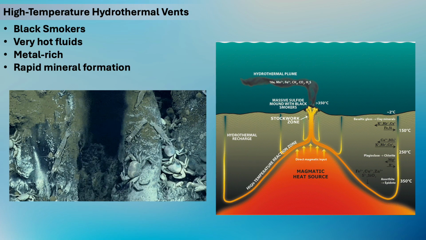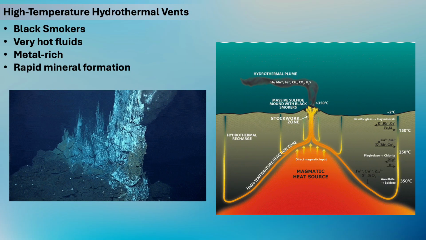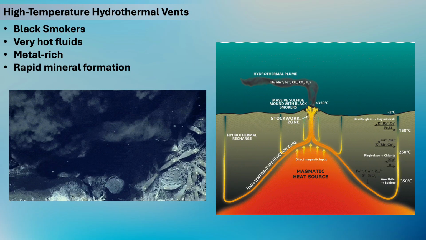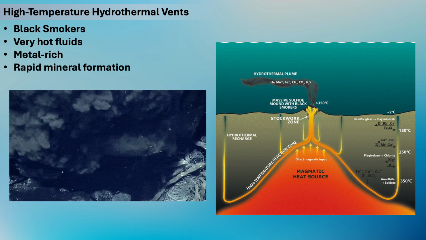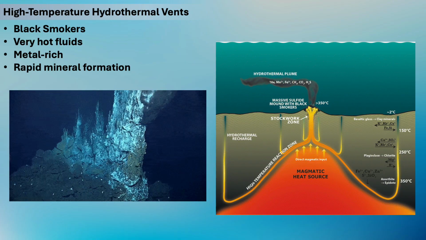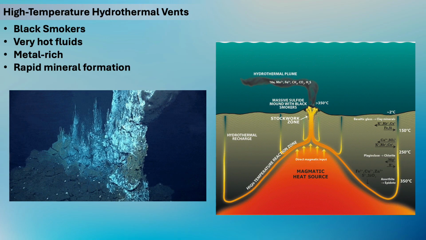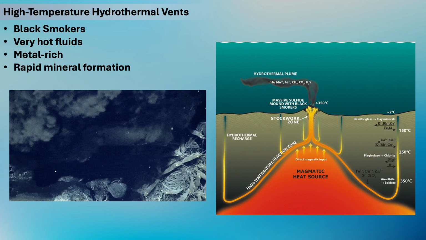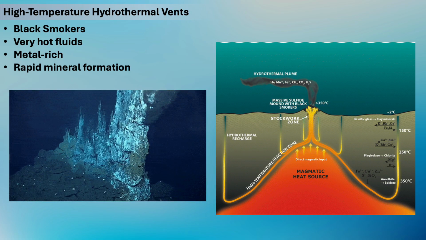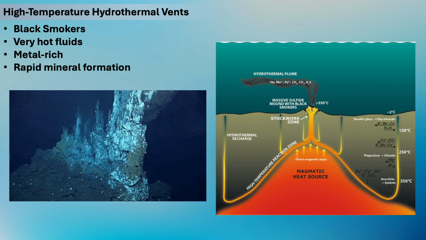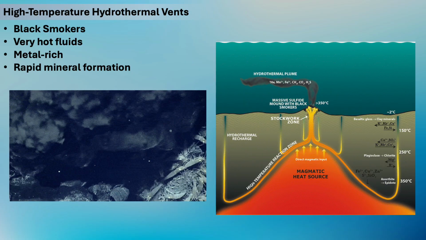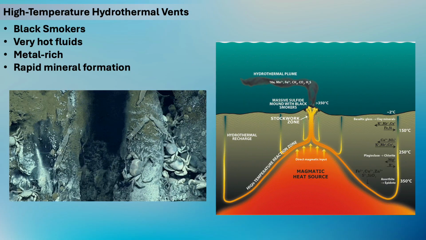In these systems, cold seawater penetrates deep into the crust through fractures and faults. As the water descends, it approaches very hot rock, sometimes only a few kilometers above molten magma. At these depths, the water can be heated to temperatures exceeding 350 degrees Celsius. Yet it does not boil because of the immense pressure at depth.